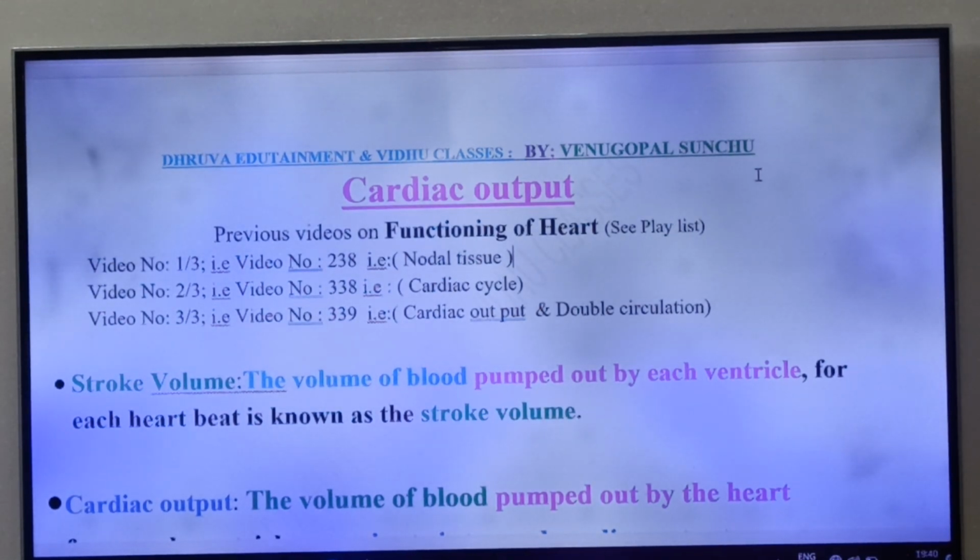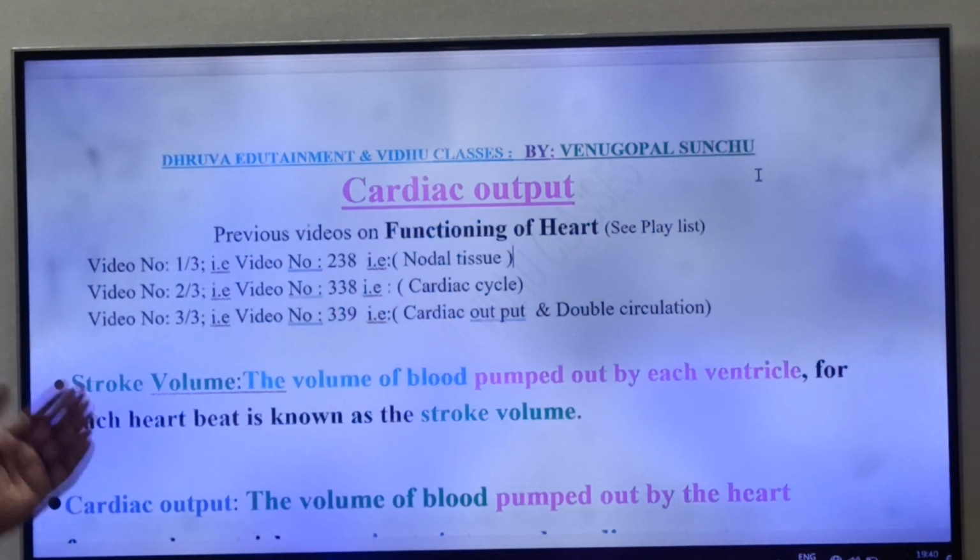That is, in video number 1, our series 238, we discussed about the nodal tissue, that is 1/3 of the functioning of heart. In video number 2/3, that is in our series 338, we discussed about the cardiac cycle. And this is the last video, friends, that is 3/3, series 339. In this video we are going to discuss about the cardiac output and double circulation, friends.